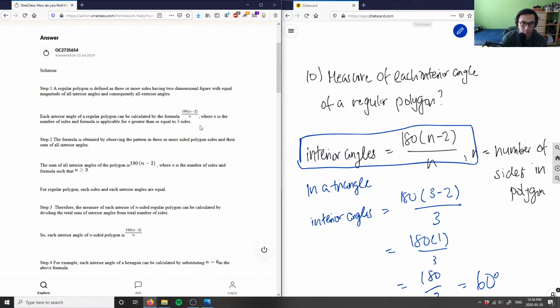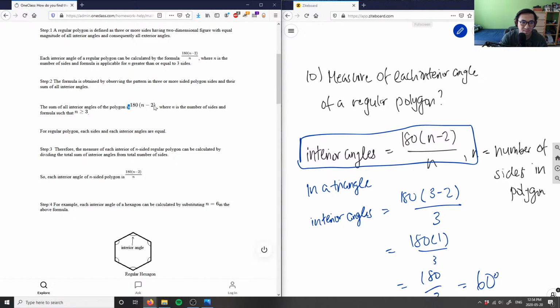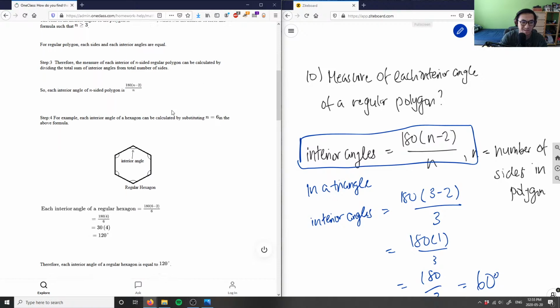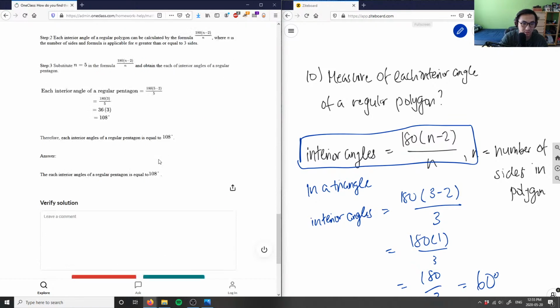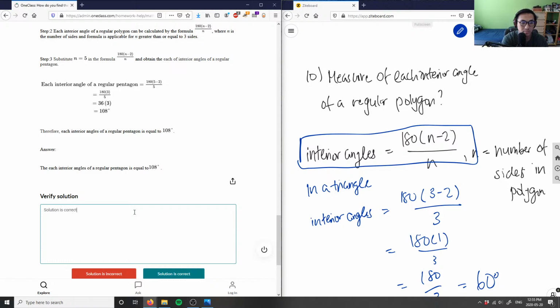So they wrote this formula, which is good, and they took it even further and wrote the sum of all interior angles, which is great. And they even took an example of a hexagon where n equals 6. So you subbed in n equals 6 here: 180 times 6 minus 2, divided by 6. 6 minus 2 is 4, and 180 times 4 is 720, divided by 6 would give me 120. So therefore, each interior angle is 120 degrees. So the solution here is correct. Good analysis as well. So that brings us to my 10th question of the day.